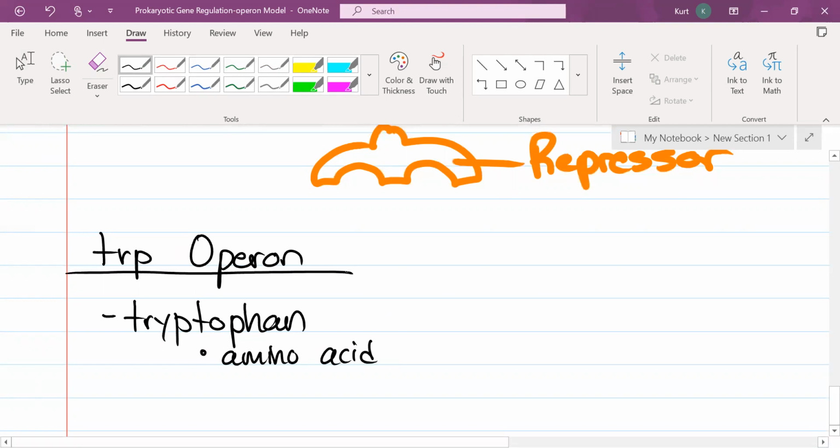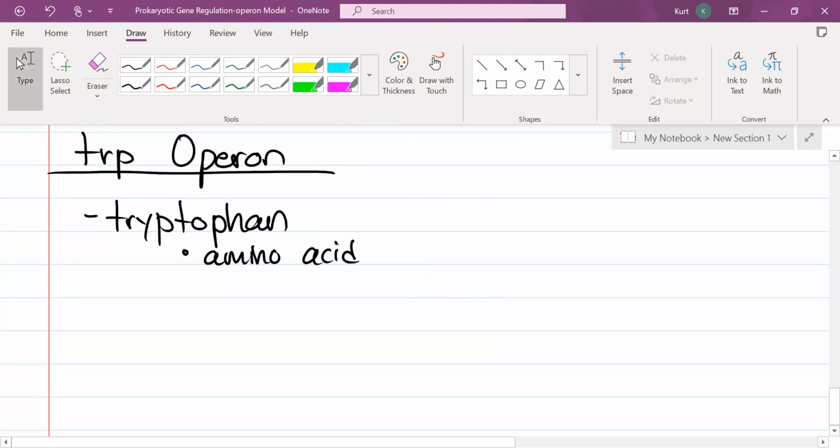A good portion of your mastering homework this weekend is based on the trp Operon and the lactose Operon. We'll get to the lactose tomorrow. So once you're all caught up, I want you to stop writing and really listen to what I have to tell you, because a lot of this you need a second to think out. Really, you have to connect the dots.